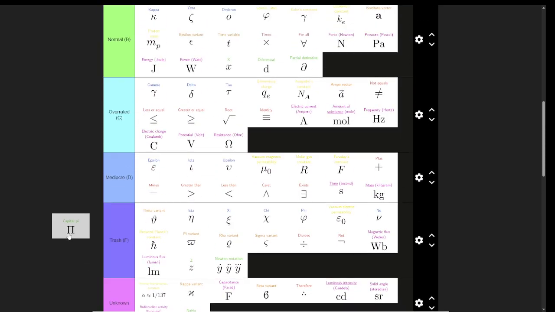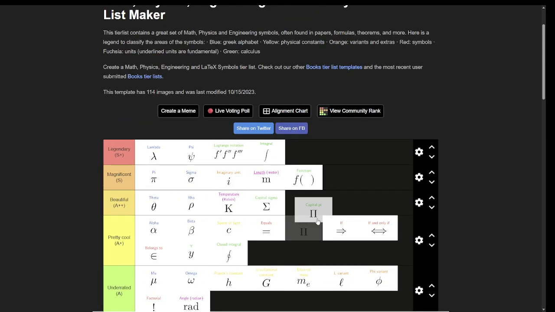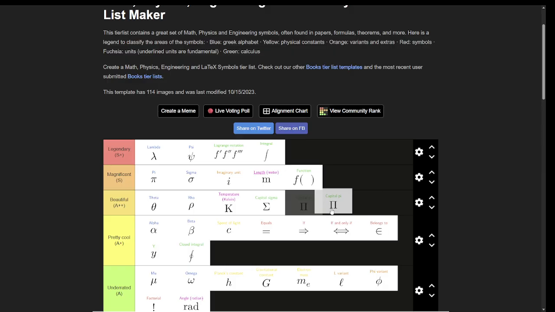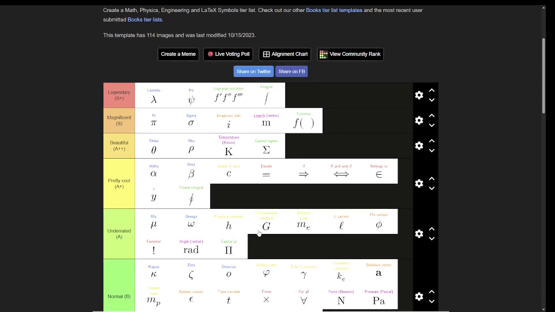Capital pi, I mean, it's nice because it's the same as sigma, but instead of doing it for summation, you do it for your product. So for multiplication, it's cool, but you don't use it as much and people don't speak about it as much. So I'm just going to put it up here in A tier.